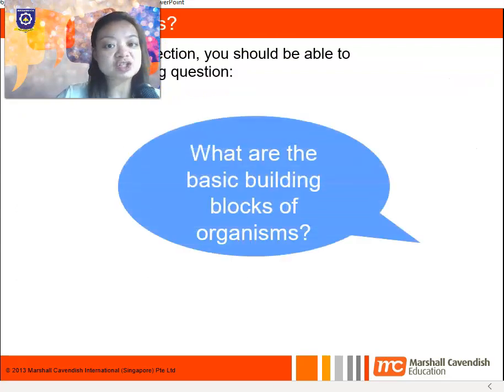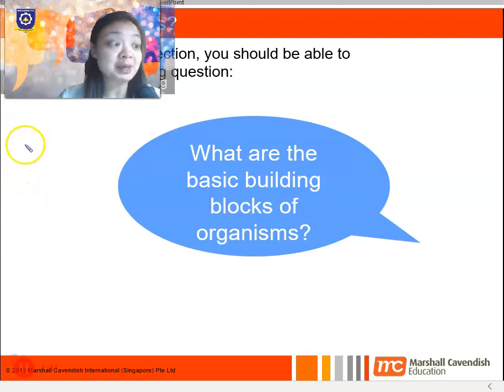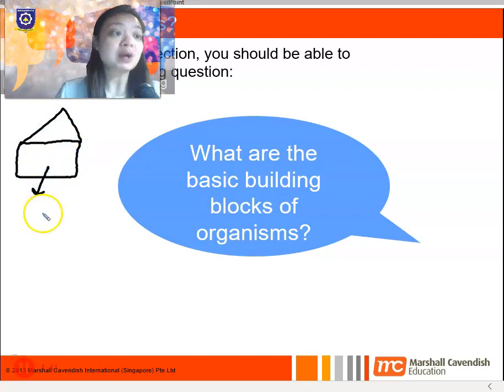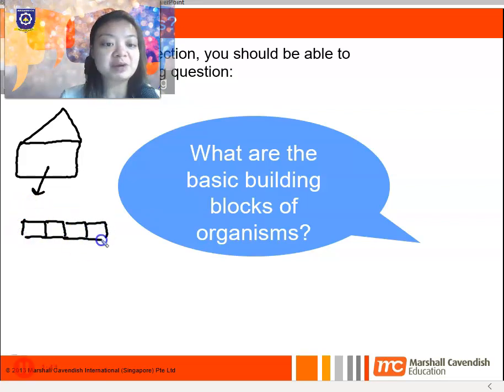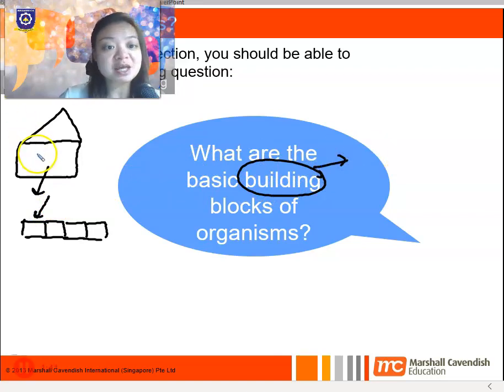Okay, so at the end of this section, you should be basically asking yourselves, what is a basic building block of organisms? Now, you might be wondering, Miss Lee, why do we use the word building block? Now, all of you would know that for a contractor to make a house, you will need to know exactly what are the materials that the house is actually made up of. And you know that a house will be typically made up of bricks. Therefore, if we say that the building block of a house is a brick, the building block is basically the thing that makes up the house. So in this case, the building block of the house is a brick.